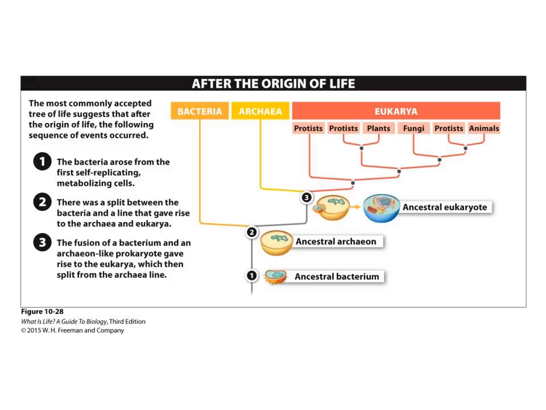Okay, so here's our ancestral bacterium. First single-celled organism, first life on Earth, 3.4 billion years ago. And then there was a split between the bacteria and a line that gave rise to the archaea and eukarya. Alright, so here's bacteria. Here's going up to this next split into archaea and eukarya. Then, step 3, the fusion of a bacterium and an archaea-like prokaryote gave rise to the eukaryotes. So blue over here, this would be the eukaryotes, okay?